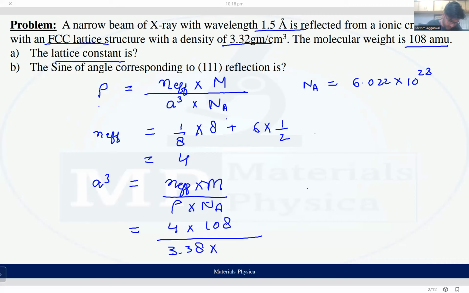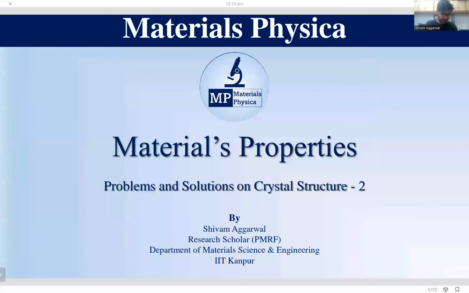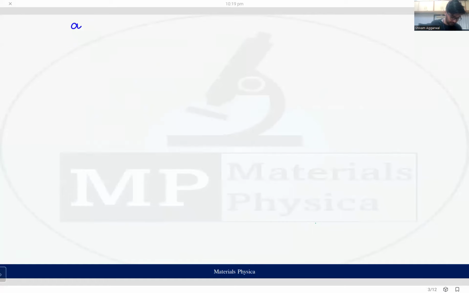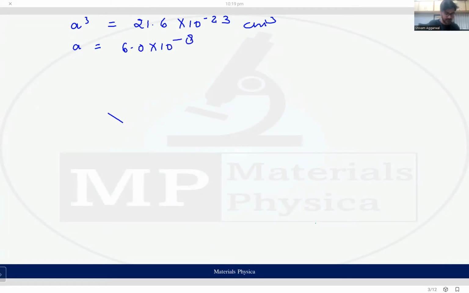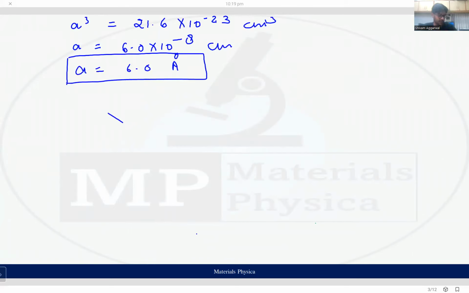So a cube equals 4 into 108 over 3.32 into 6.022 into 10 to the power 23. So a cube is 21.6 into 10 to the power minus 23 centimeter cube, and solving for the value of a we get 6.0 into 10 to the power minus 8 centimeter, or the value of a would be 6.0 angstrom. So the first part of the question is solved.